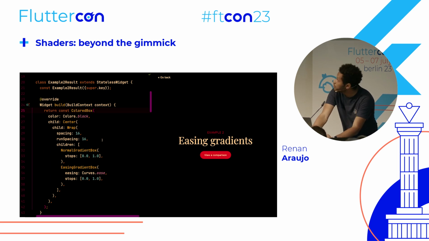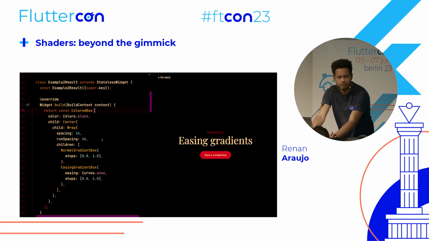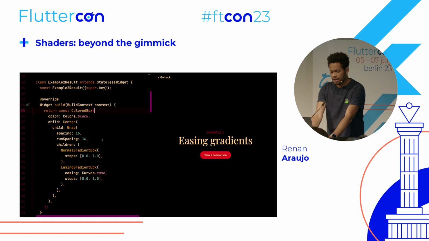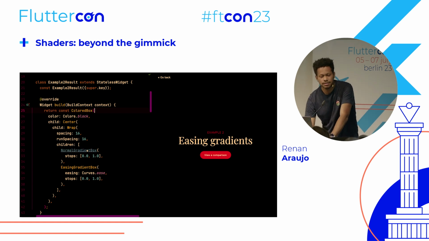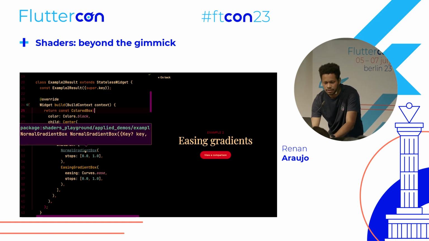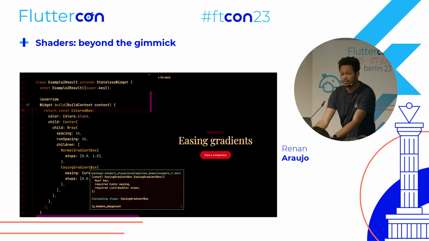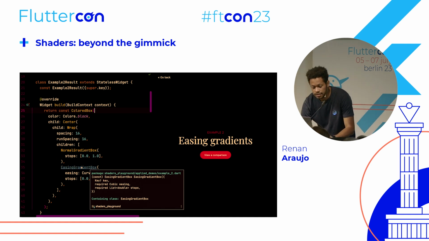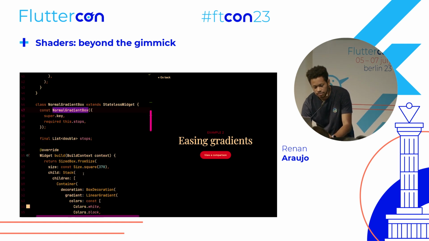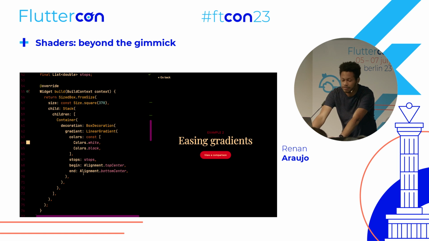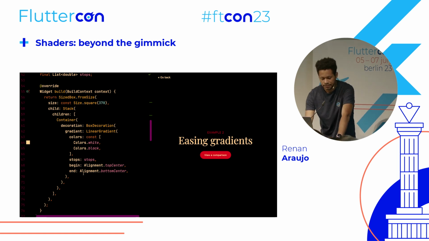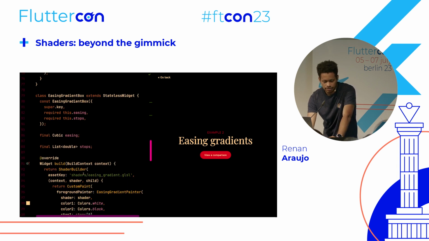Right, so we have 2 boxes, and we pass the same stops for both. But the normal gradient box is the normal way of doing a gradient. There's a new one that I created here, the easing gradient box. So let's go to the normal one. It's just a container with a box decoration, going from white to black, from top to bottom. And there's the easing gradient box.